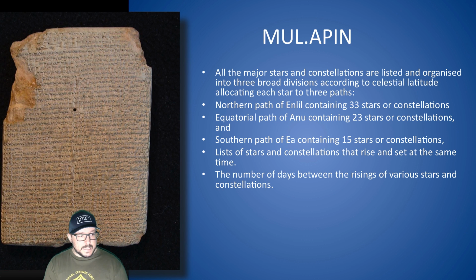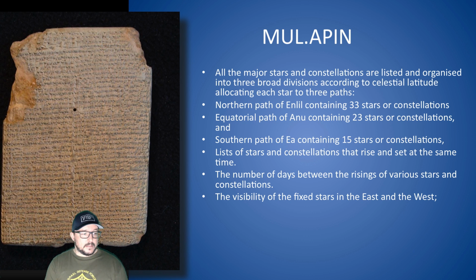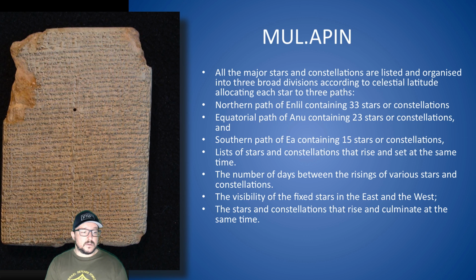They list the number of days between rising of various stars and constellations, and the visibility of fixed stars in the east and the west. And they list the stars and constellations that rise and culminate at the same time. So if they saw a constellation rising with, for instance, Saturn or Jupiter in it, they would list that star rose with that constellation.